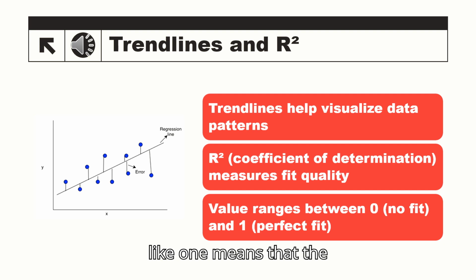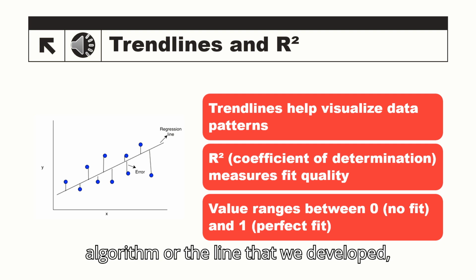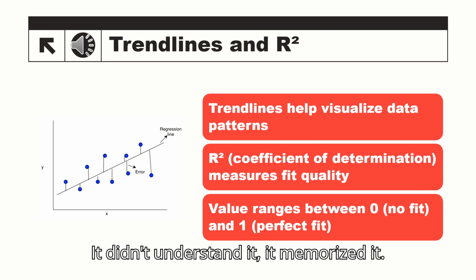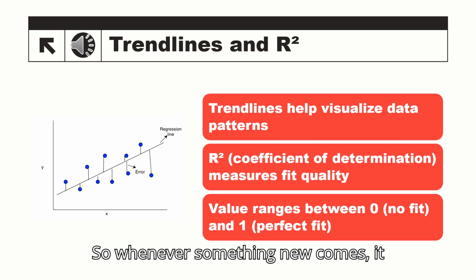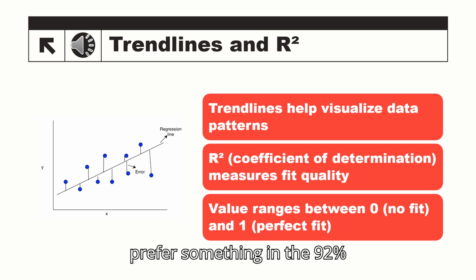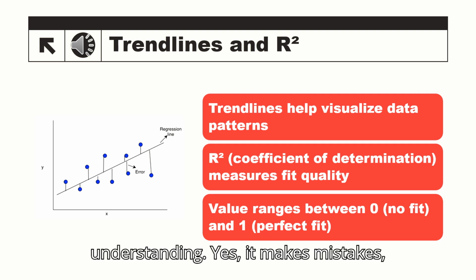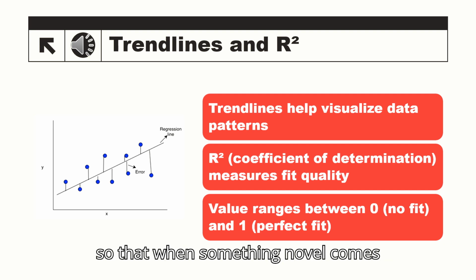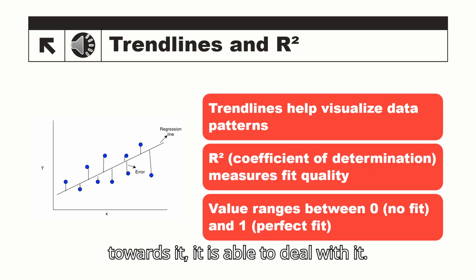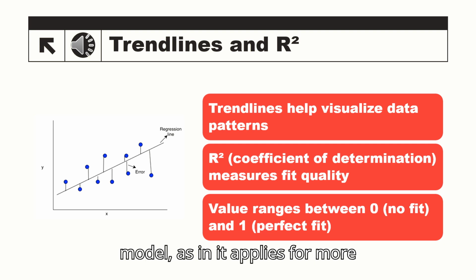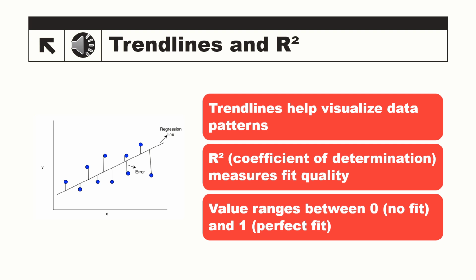Something like 1 means that the algorithm or the line that we developed, or the model that we've developed, overlearned the problem. It didn't understand it, it memorized it. So whenever something new comes, it will not be able to deal with it. So I prefer something in the 92% range that shows understanding. Yes, it makes mistakes, but it also understands what's going on so that when something novel comes towards it, it is able to deal with it. And that's what we call a generalizable model, as in it applies for more than just its own situation.